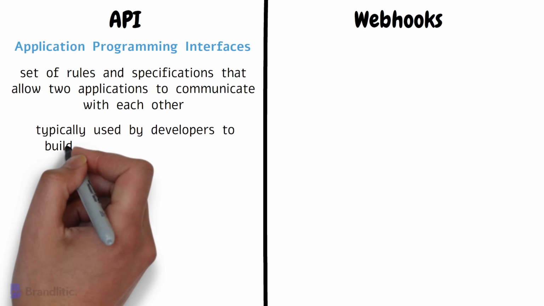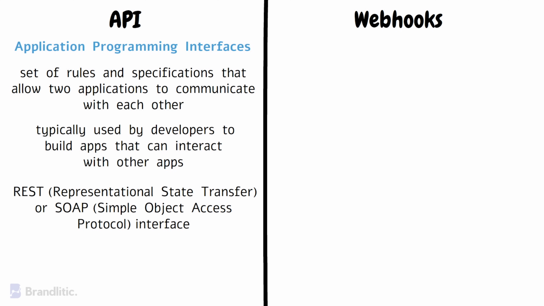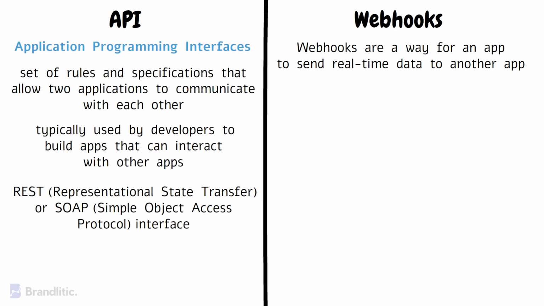APIs are typically used by developers to build applications that can interact with other applications. And APIs are typically accessed through REST, or Representational State Transfer, or SOAP, which stands for Simple Object Access Protocol. While webhooks are a way for an application to send real-time data to another application.